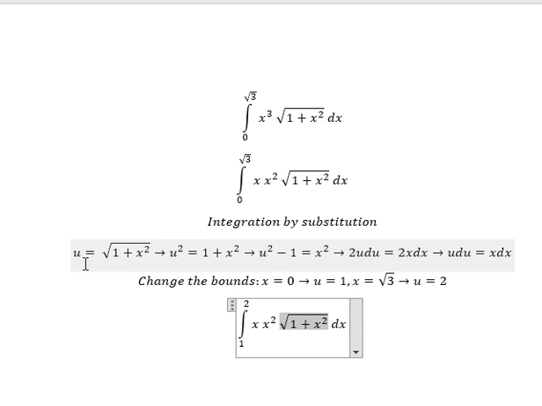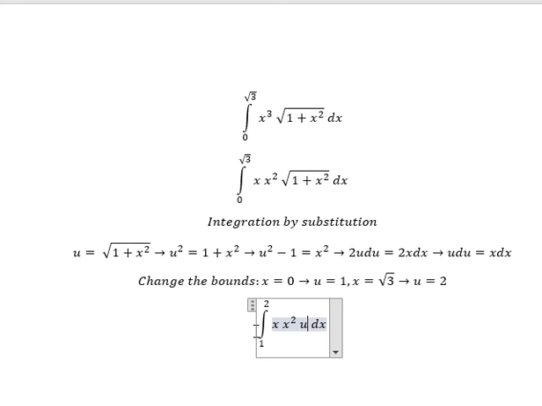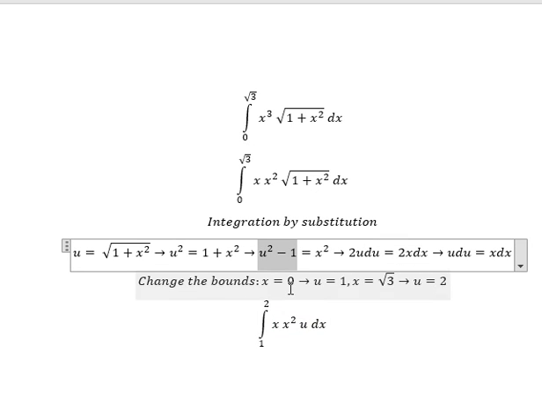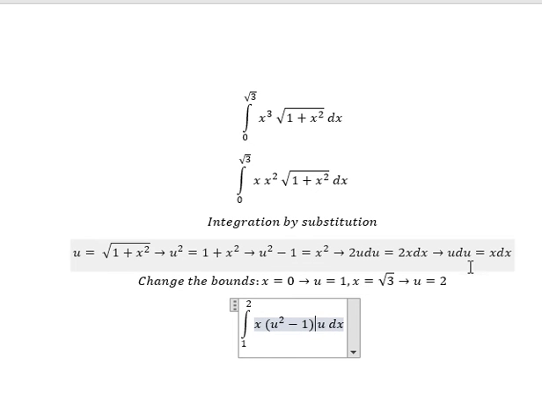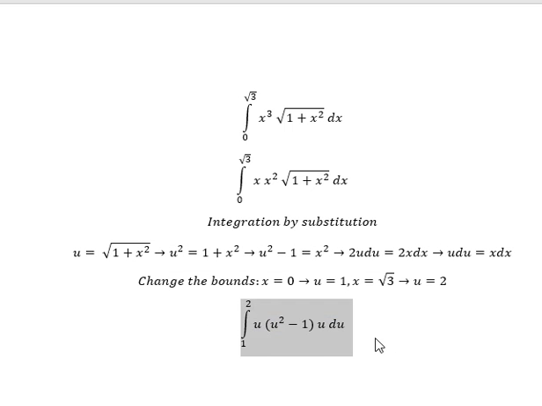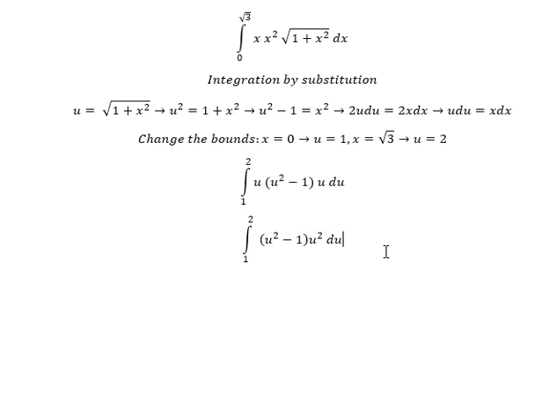This one we change by u. x squared we change by this one, u squared minus 1. x dx we change by u du. u multiplied by u, we have u squared. So u squared multiplied by u squared and number 1.